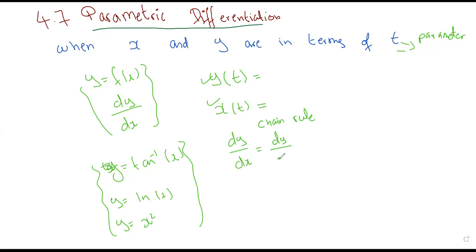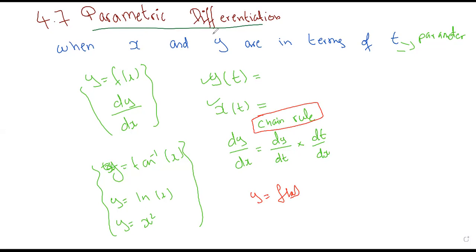dy by dt. Excellent. And times dt by dx. Very well done. Okay. So this is the only game in parametric differentiation, right? You'll be using the chain rule. The question would again be to find dy by dx, but you would not be given something of this form. You would not be given one function. You will have two functions which would be in terms of another variable.